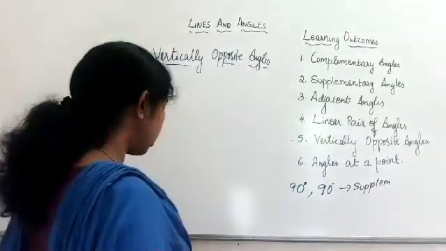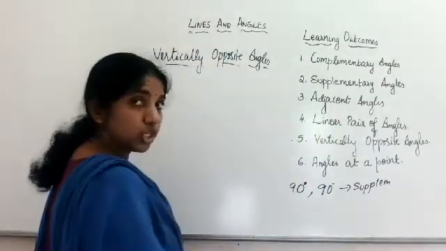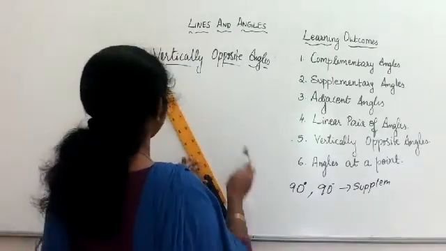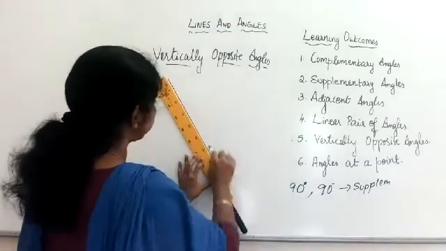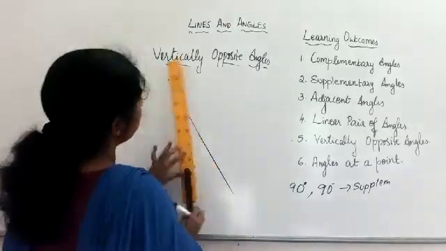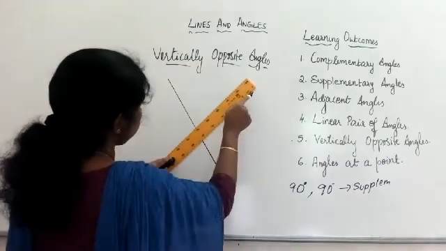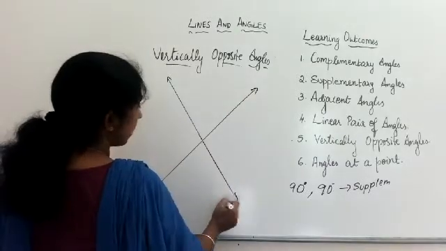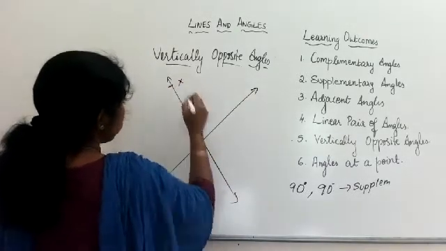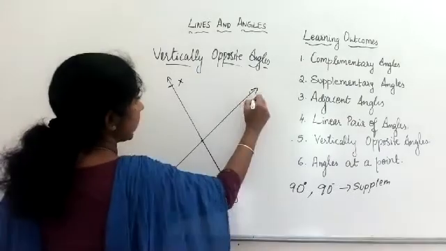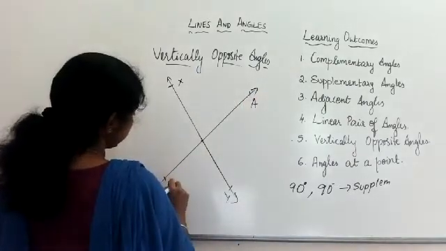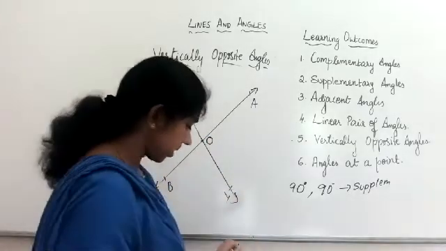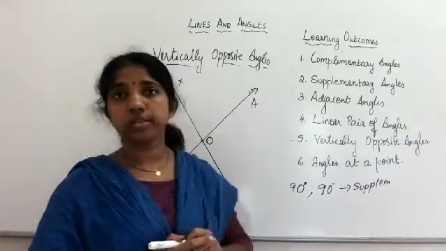So let me draw two lines, and those two lines should intersect each other. One line over here. One more line here. A line should be represented with the arrow mark. So let me say the line XY and the line AB. They intersect at a point O. Let me say the point O. Now what are the vertically opposite angles here?